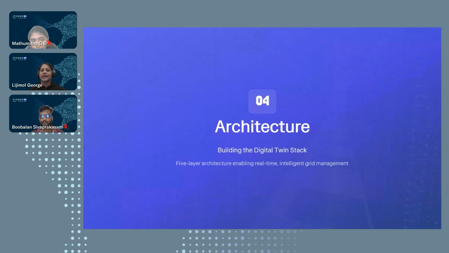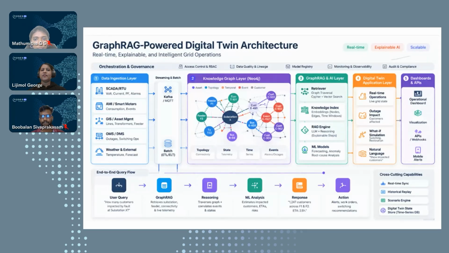Let's see the architecture. Here we are proposing a GraphRAG-powered digital twin architecture. It provides real-time, explainable, and intelligent grid operations. This is a five-layered architecture. It starts with the data ingestion layer. Here we will have various data sources. All the data will reach the knowledge graph through streaming or batch processes based on the needs.